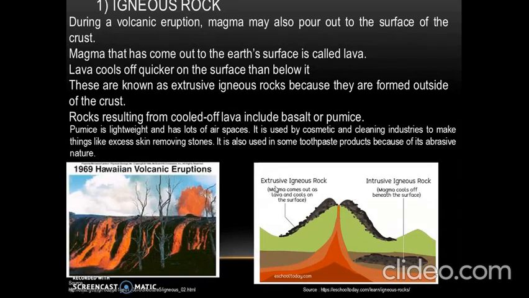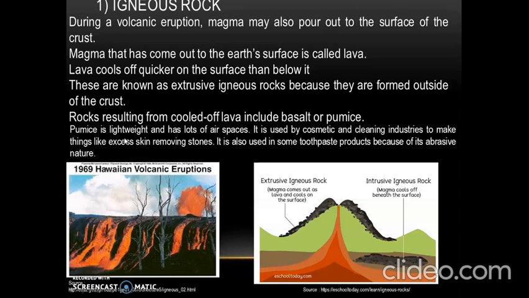There is one more type of igneous rock which is formed, which is known as extrusive igneous rock. During a volcanic eruption, magma may also pour out to the surface of the Earth's crust. And this magma which comes out of the Earth's surface is called lava. And this lava cools off quicker on the surface than below it. And these are known as extrusive igneous rocks as they are formed outside the crust. And the rocks resulting from cooled off lava include basalt or pumice.